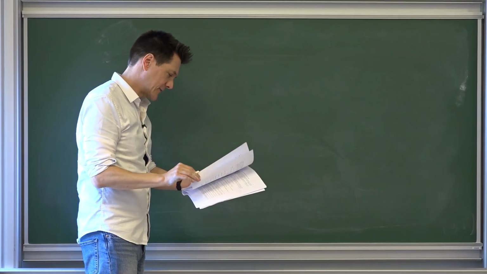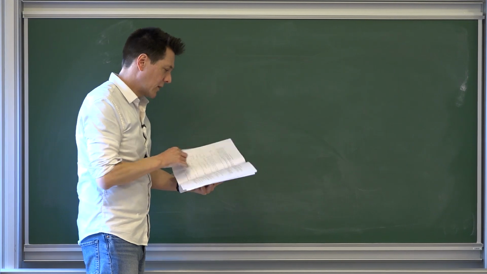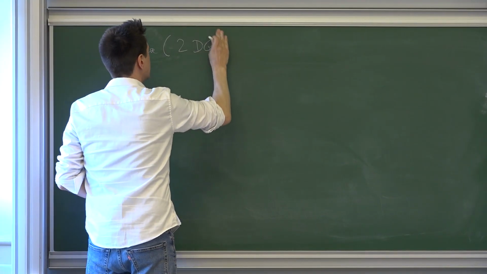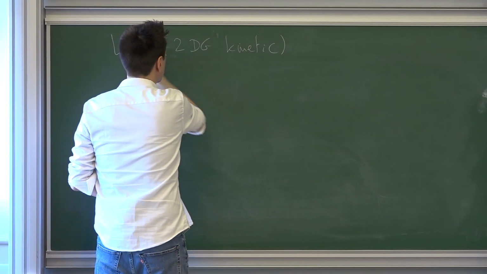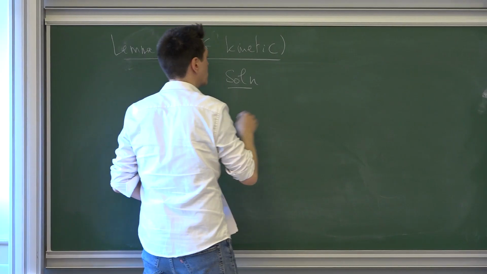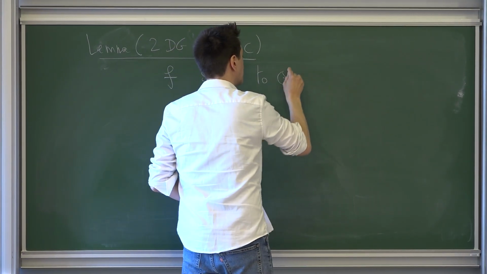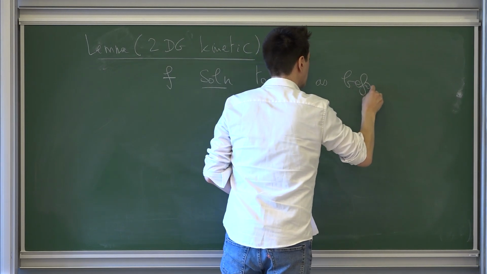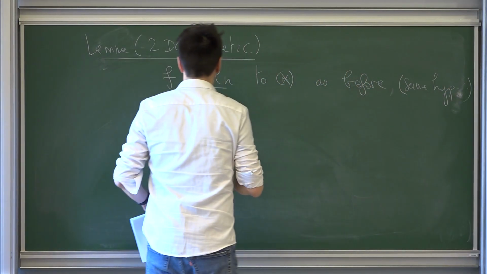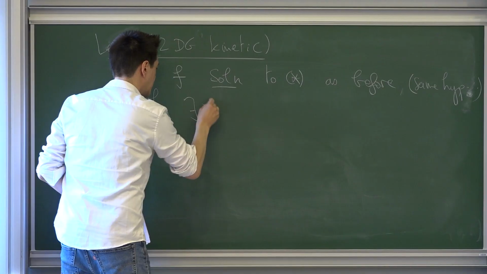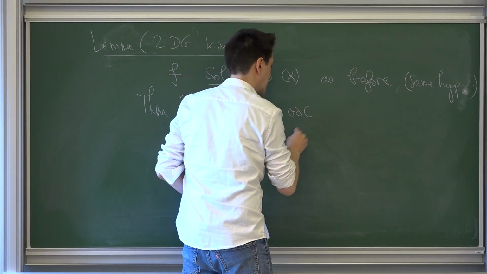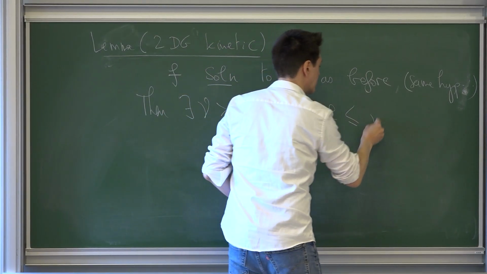Sorry, I realized I didn't put the second lemma statement. Okay. Lemma. The second de Giorgi lemma, kinetic. It's exactly what you expect. So F solution this time, not subsolution, to the model problem as before, with same assumption. Then there exists a constant so that you reduce the oscillation. So the reduction of oscillation has to be understood exactly as you would expect.